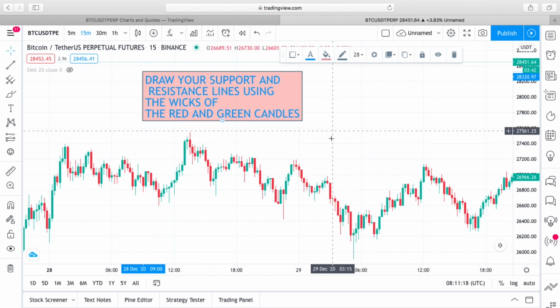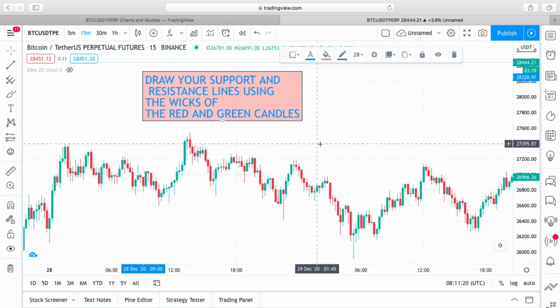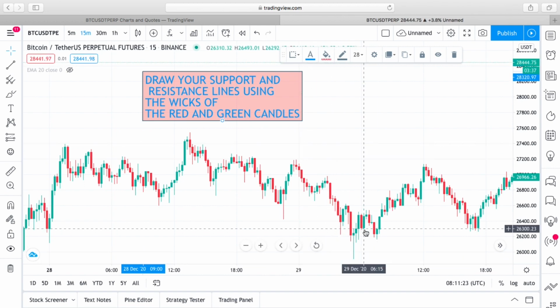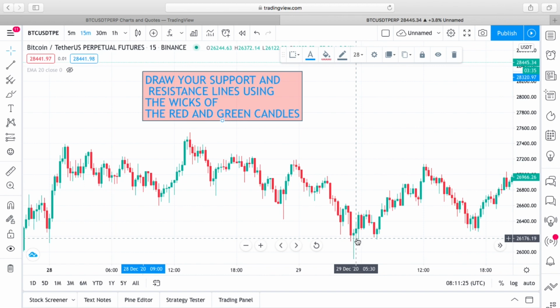The resistance is always the up part. The upper part of every chart is always the resistance. The lower part of every chart is always the support. Finish. You don't need to crack your head for anything.